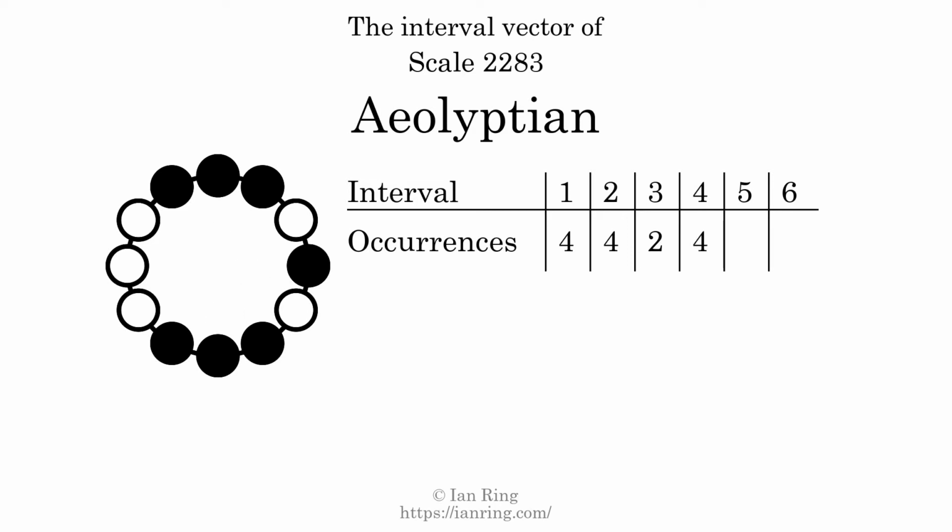There are 4 intervals with a size of 4 semitones. They are here, here, here, and here. There are 4 intervals with a size of 5 semitones. They are here, here, here, and here. There are 3 intervals with a size of 6 semitones. They are here, here, and here. Each interval does not appear in this scale a unique number of times, so this is not a deep scale.